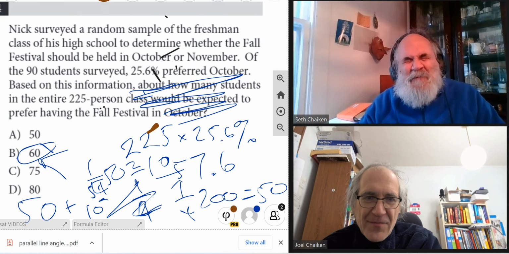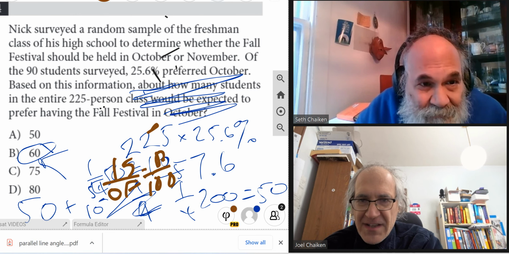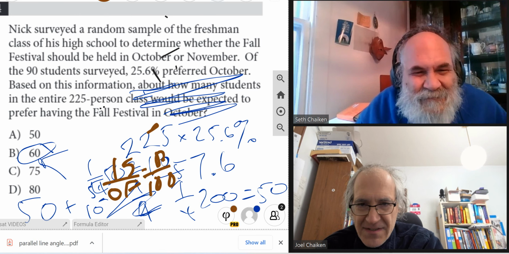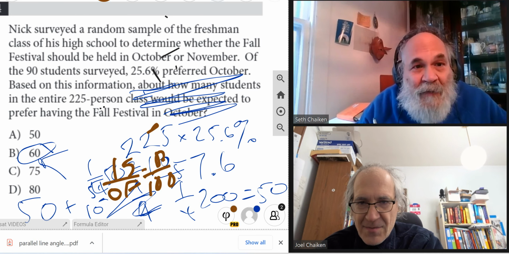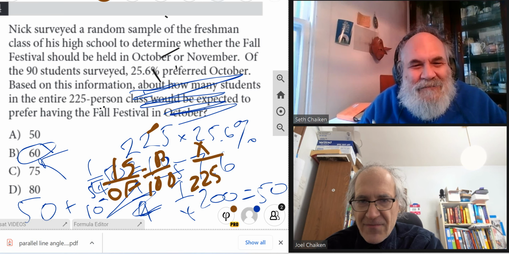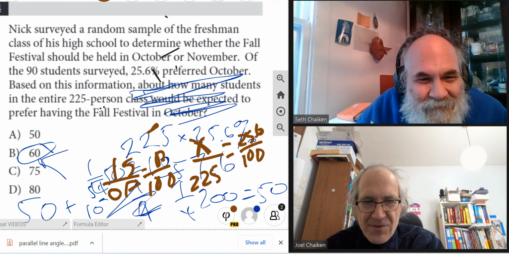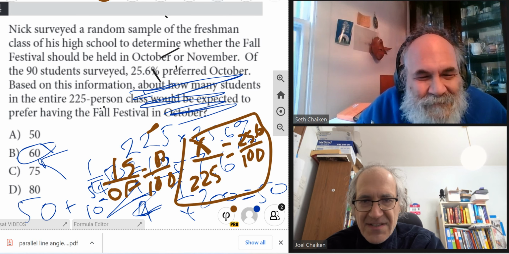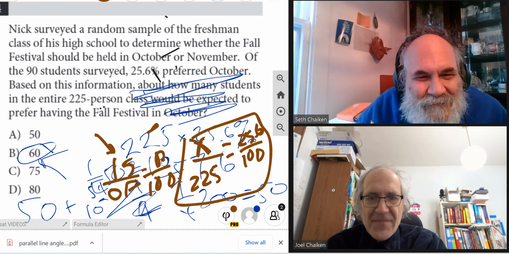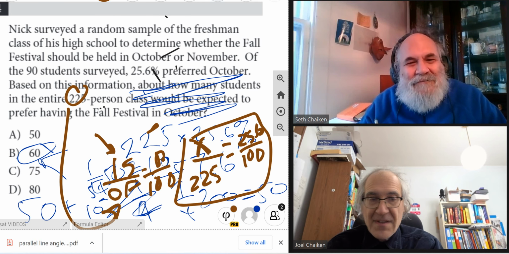The is over of thing. Is over of is P over 100. The is, you want to calculate the is. What is P percent of? So you solve for is. The is here is X. The of is 225. The P is 25.6 and the 100 is here. So you solve for X. You multiply both sides by 225 and you get exactly what we did. You're solving for the is. What is a certain percent of a number? The of is the 225. So that's how you do it that way.